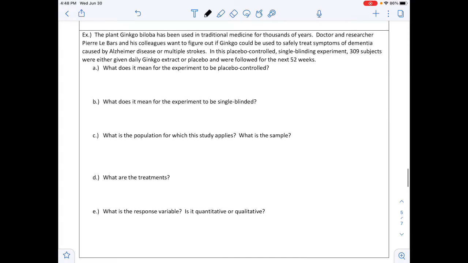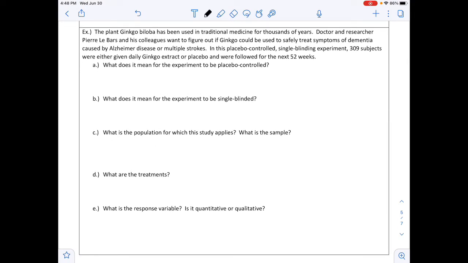The next example that we have says the plant ginkgo biloba has been used in traditional medicines for thousands of years. Doctors and researchers want to figure out if ginkgo could be used to safely treat symptoms of dementia caused by Alzheimer's disease or multiple strokes. In this placebo-controlled, single-blinding experiment, 309 subjects were either given daily ginkgo extract or a placebo, and were followed for the next 52 weeks. So part A asked, what does it mean that the experiment is placebo-controlled?